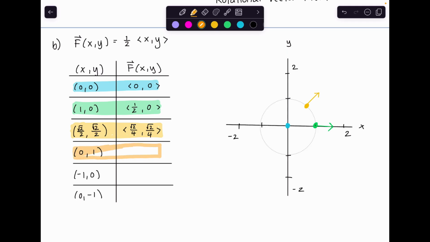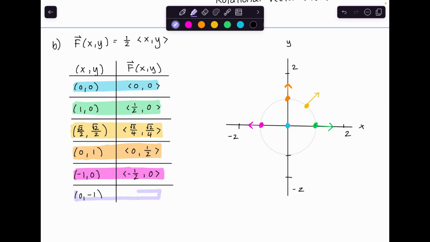Next vector up will be at the point 0, 1. So again, cutting it in half just gives you 0, 1/2. So I move 1/2 in the y direction, so I just go up halfway in between. Next one, my x component will become -1/2, and my y component is still 0. So I move -1/2, which points to the left, and that is length 1/2.